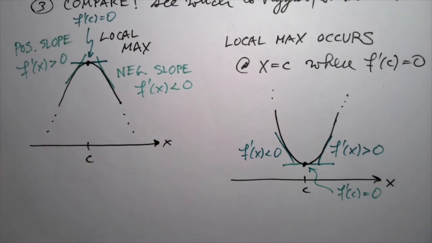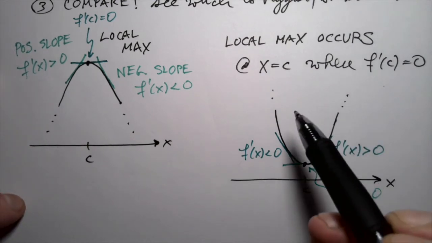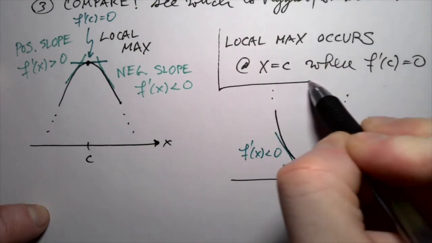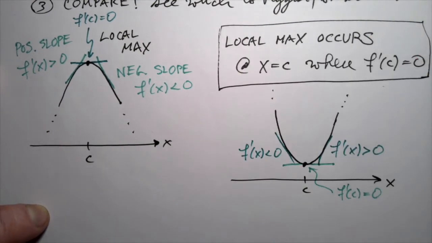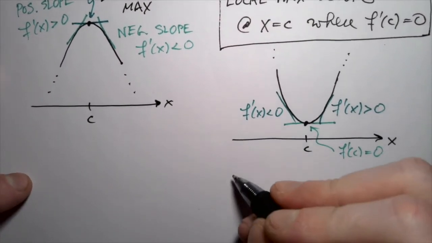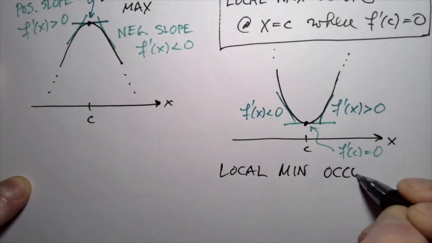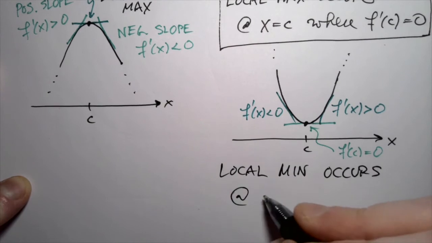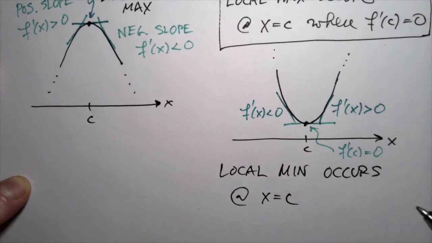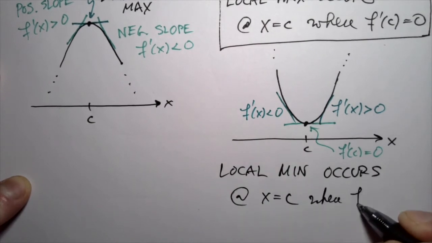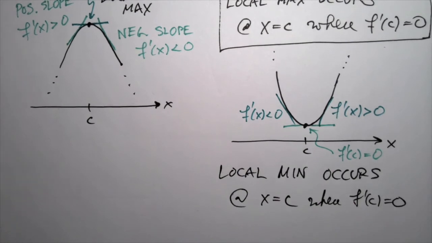At C, the derivative is 0. So the same statement is also true of the local minimum. The local maximum occurs at an x value where the derivative is 0, and the same thing is true of a local minimum. A local minimum occurs at some x value C where the derivative is 0.